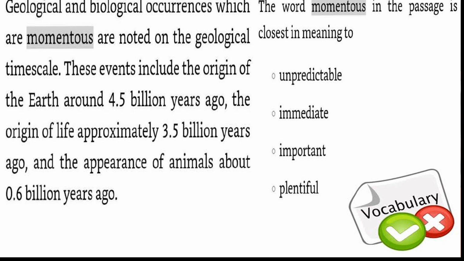How do we know? Well, let's look at the information in our examples that follow the sentence with the vocabulary word. The sentence that follows the vocabulary word talks about the origin of the earth, the origin of life, and the appearance of animals. These are important events, aren't they? That leads us to the correct answer, important.